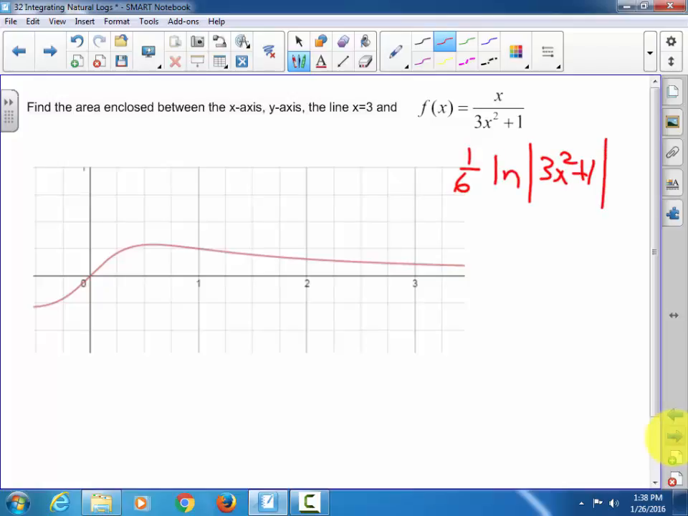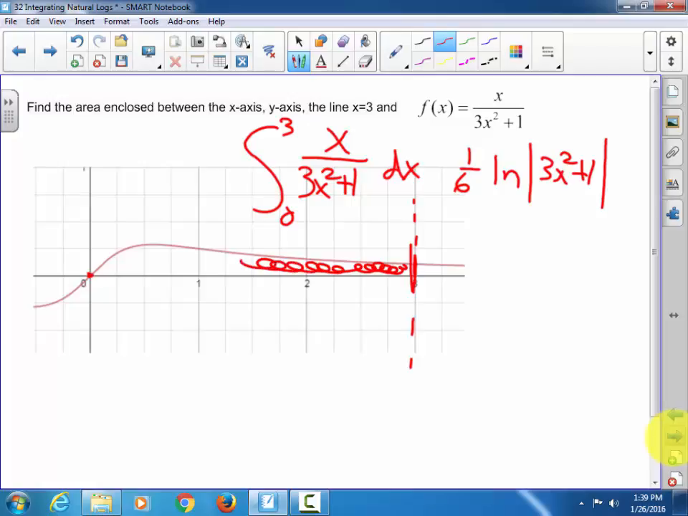So can you picture in your mind what we're trying to find the area of? What are our limits of integration? Where are we starting and where are we ending? 0 and 3. Okay? So we're going to be integrating from 0 to 3. From right here all the way out to here. And notice it says the line x equals 3. That's this dotted line right here. So we're looking to find all of this area in here.